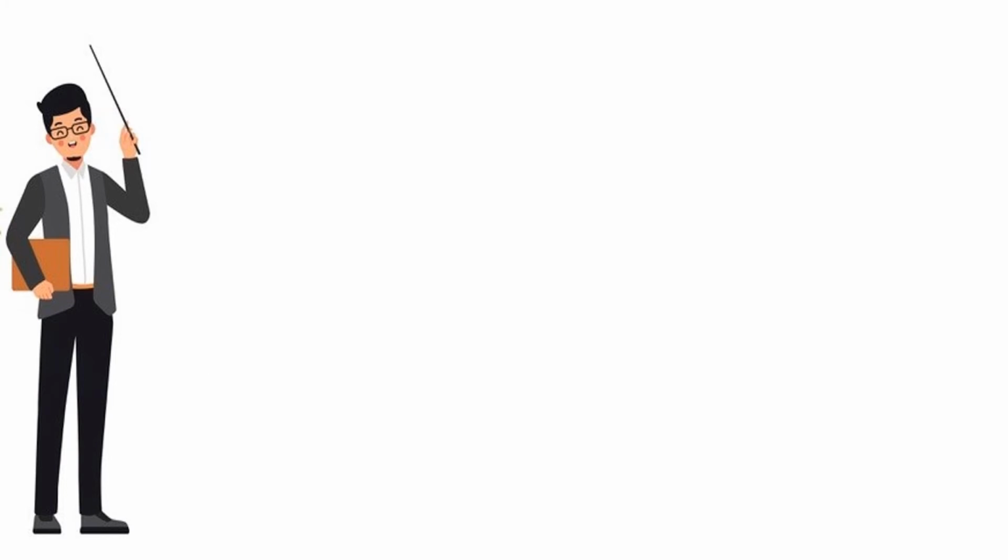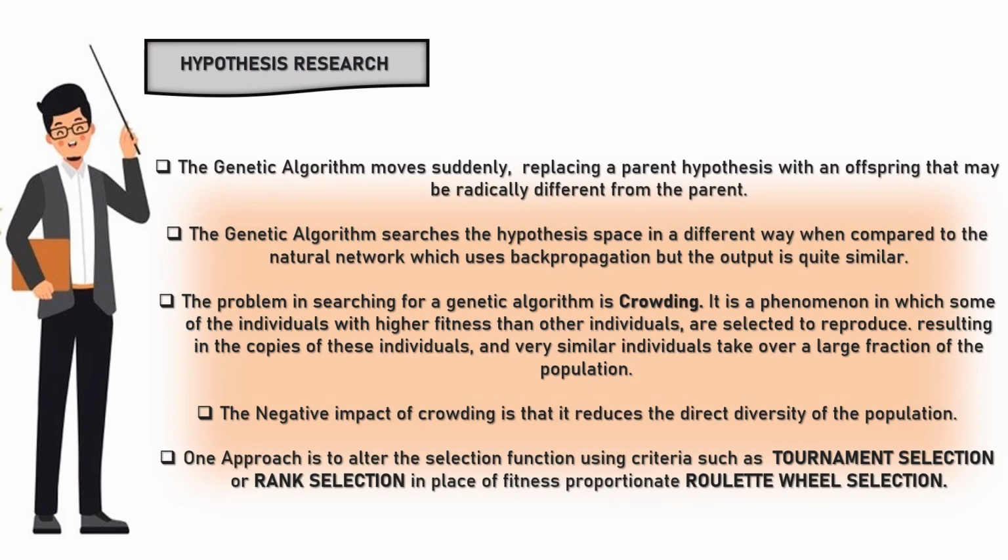Our second topic is hypothesis research. The genetic algorithm employs a randomized beam search method to seek a maximum fit hypothesis. This technique is quite different from other learning techniques. The genetic algorithm moves suddenly, replacing a parent hypothesis with an offspring that may be radically different from the parent. The genetic algorithm searches the hypothesis space in a different way when compared to the neural network, which uses backpropagation, but the output is quite similar.